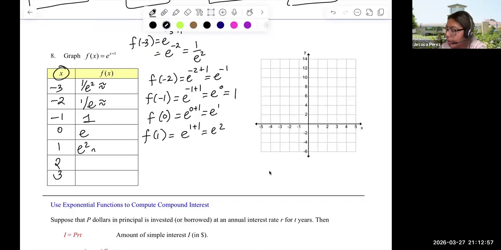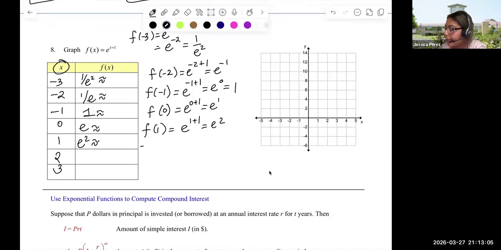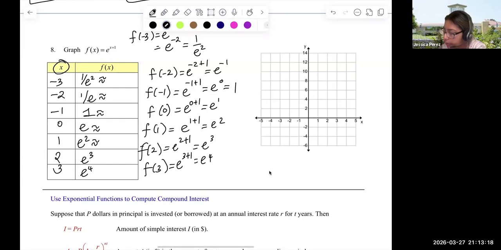E squared, and we're going to be approximating them. So we're going to be finding what those answers are. We're going to be approximating, but I'm giving you guys the exact. And then f of 2 is e squared plus 1, or e to the third. And then f of 3 is e to the 3 plus 1, or e to the fourth. So e cubed, e to the fourth.